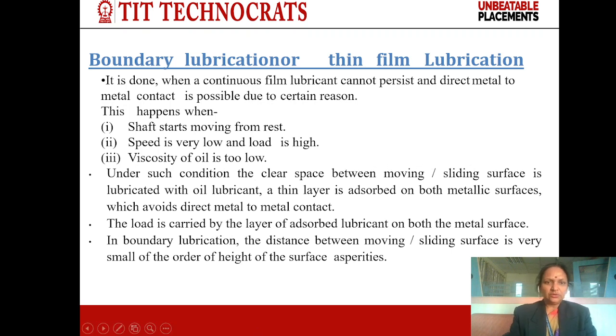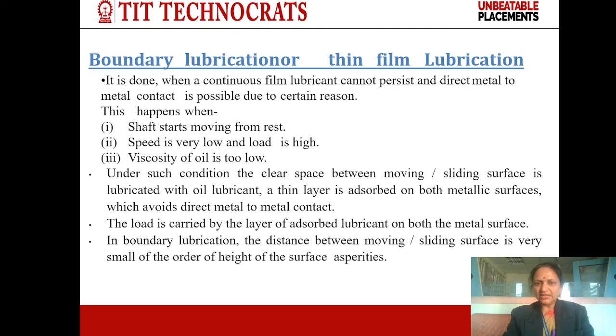Now we will discuss boundary film lubrication. It is done when a continuous film of lubricant cannot persist and direct metal to metal contact is possible due to certain reasons. This happens when a shaft starts moving from rest, or speed is very low and load is high, or the viscosity of oil is too low.